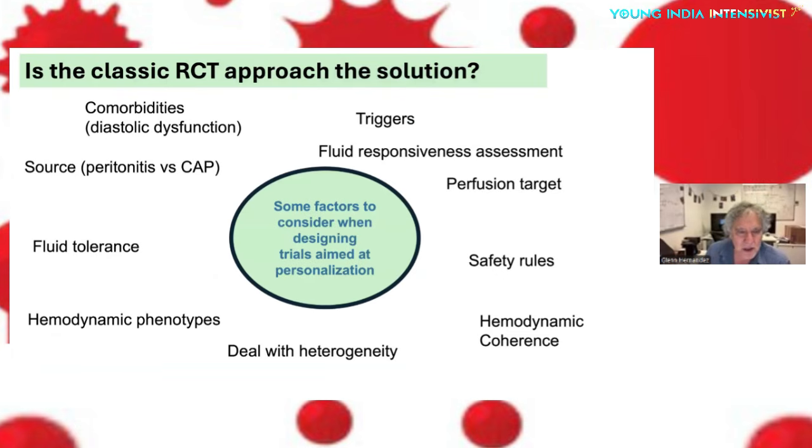And there are many factors that make this so. I'm highlighting in this slide some reasons why designing studies is very complicated in septic shock: the different comorbidities, the source, the fluid tolerance concept, which is very important, hemodynamic phenotypes, the hemodynamic coherence concept, and others. So it is not easy. We acknowledge that it is not easy to design studies on this.